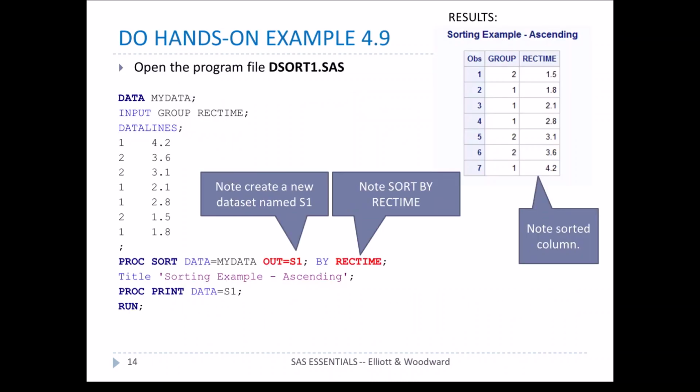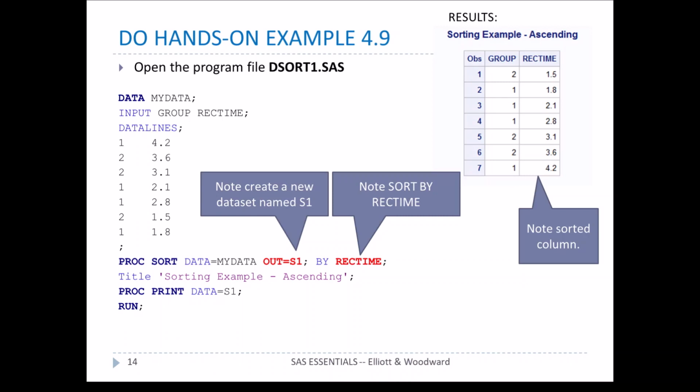Let's look at hands-on example 4.9. Open the program file dsort1.sas, and you'll see the code here. Notice down in the PROC SORT that we're creating an output file called S1, and we're sorting by the variable rectime. So we're reading from mydata. We see that we created mydata there. You can see the code. And then we're sorting and outputting to a file named S1.